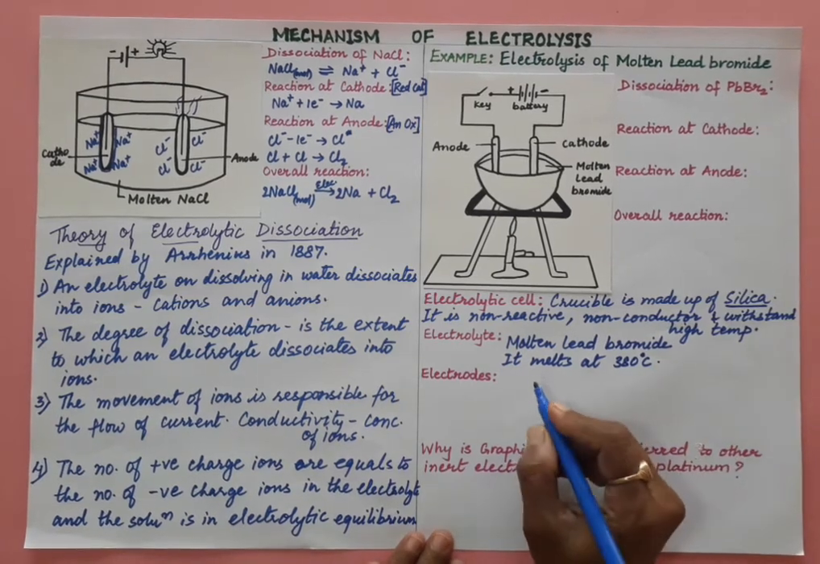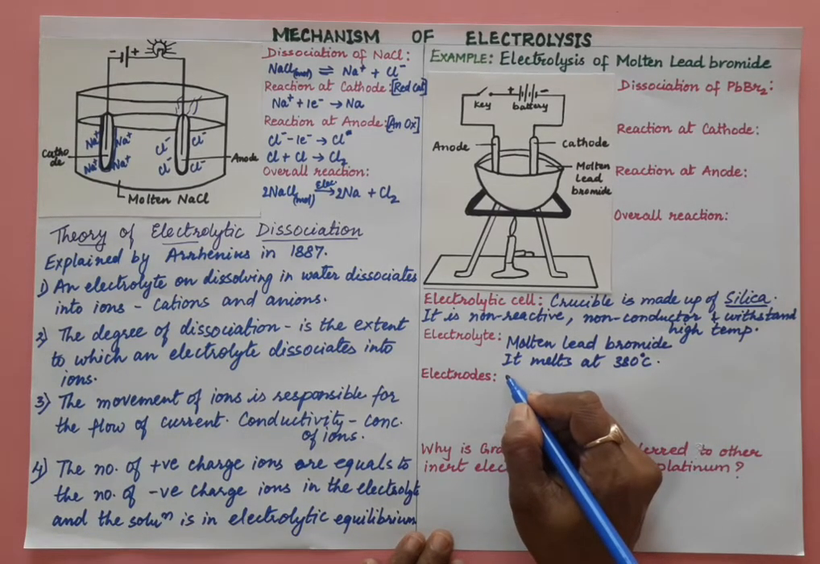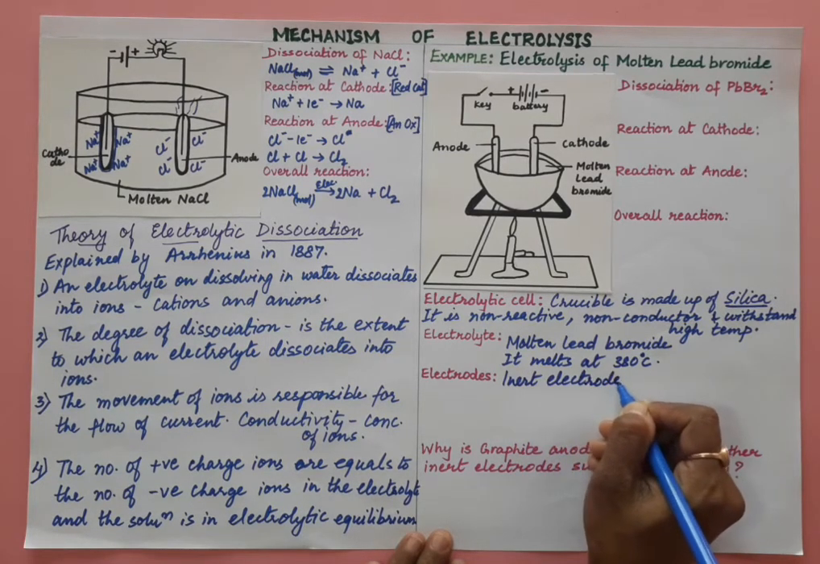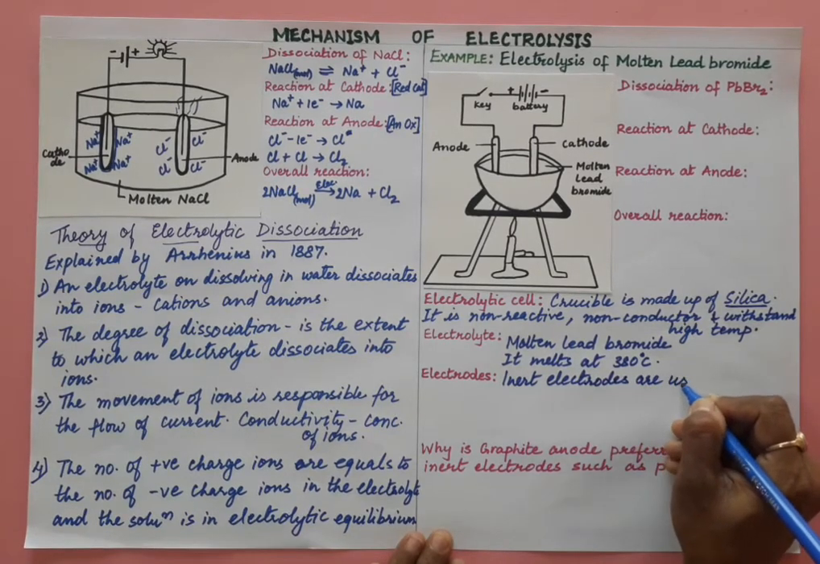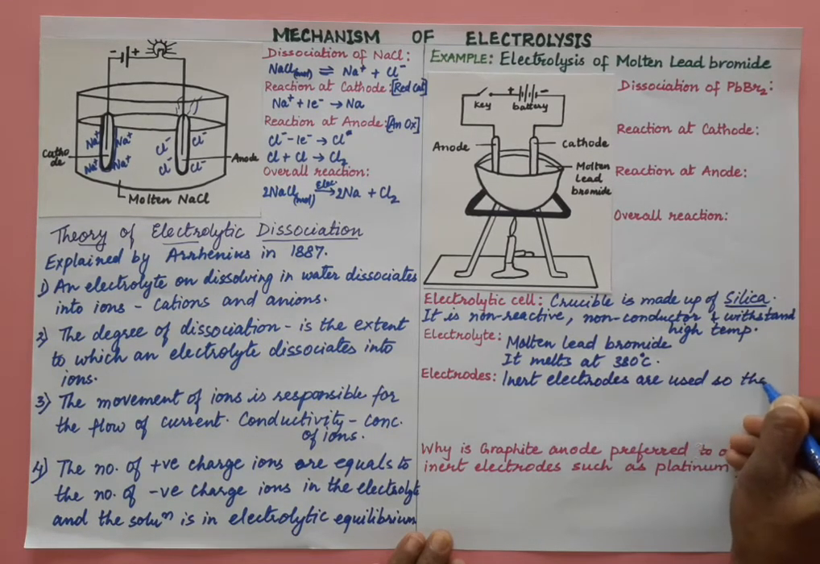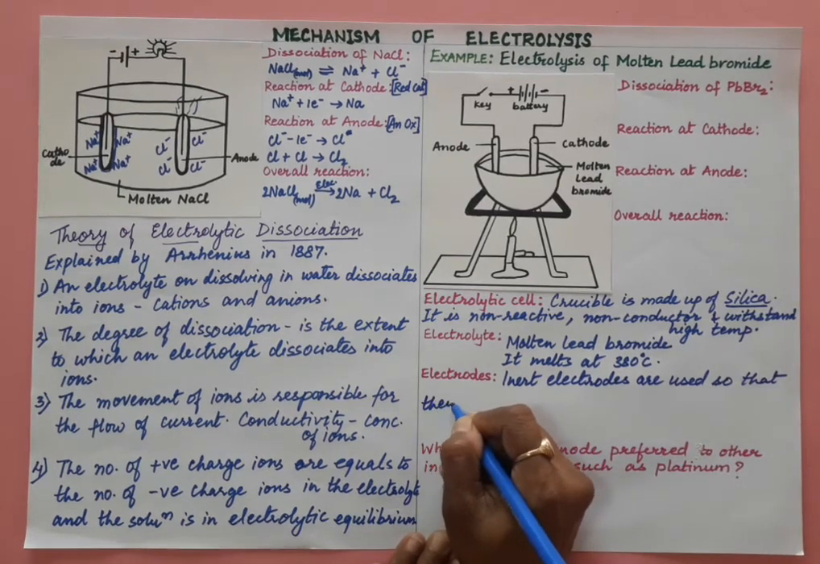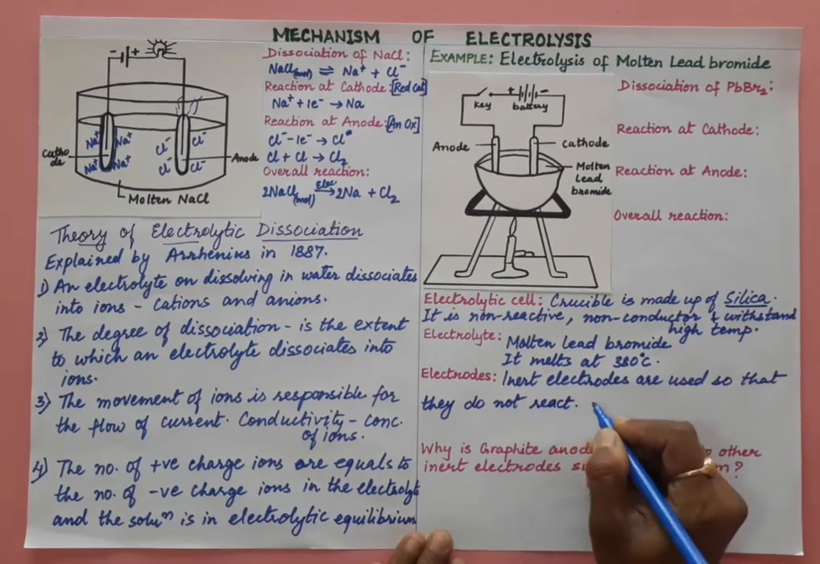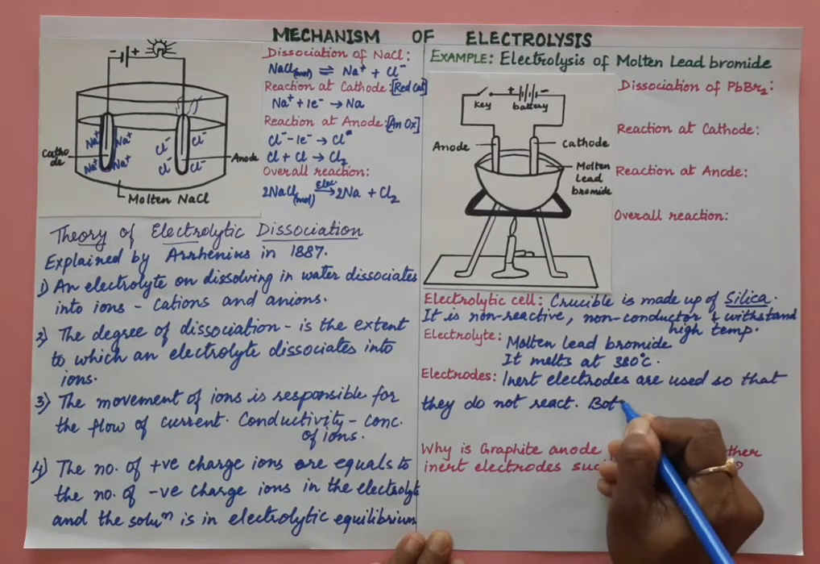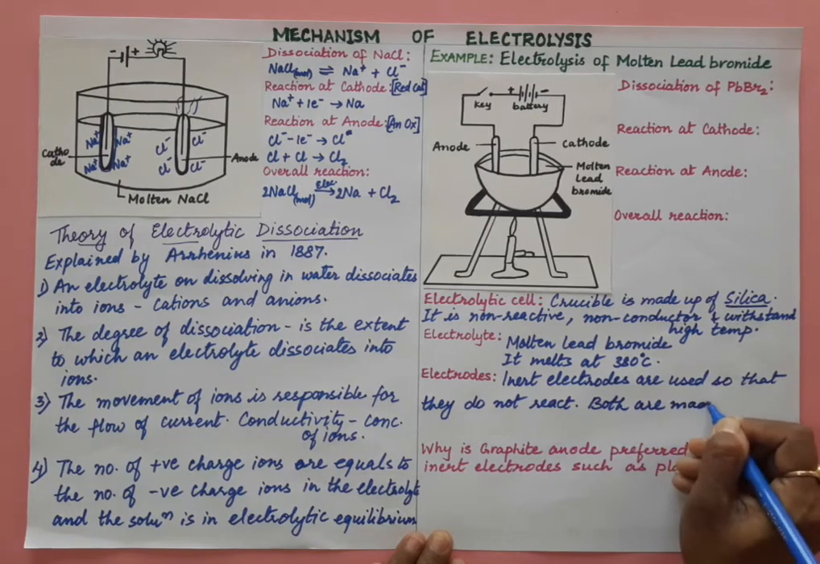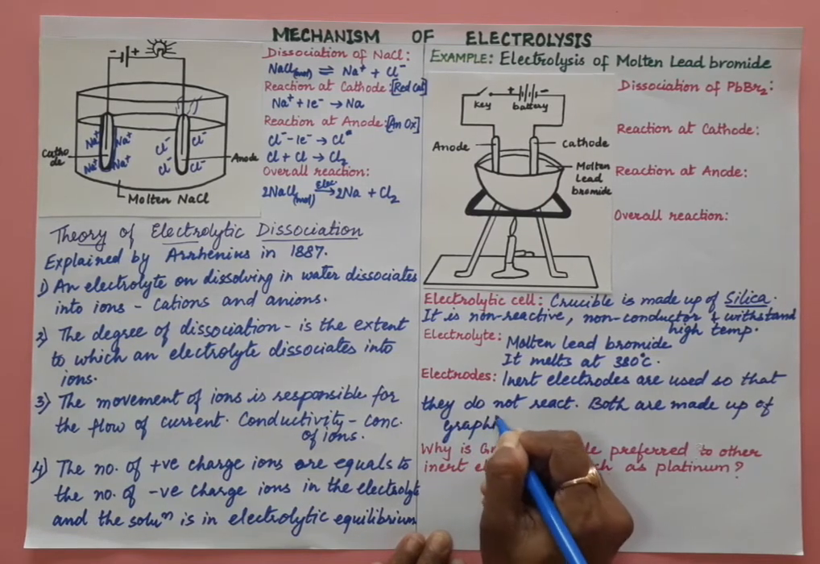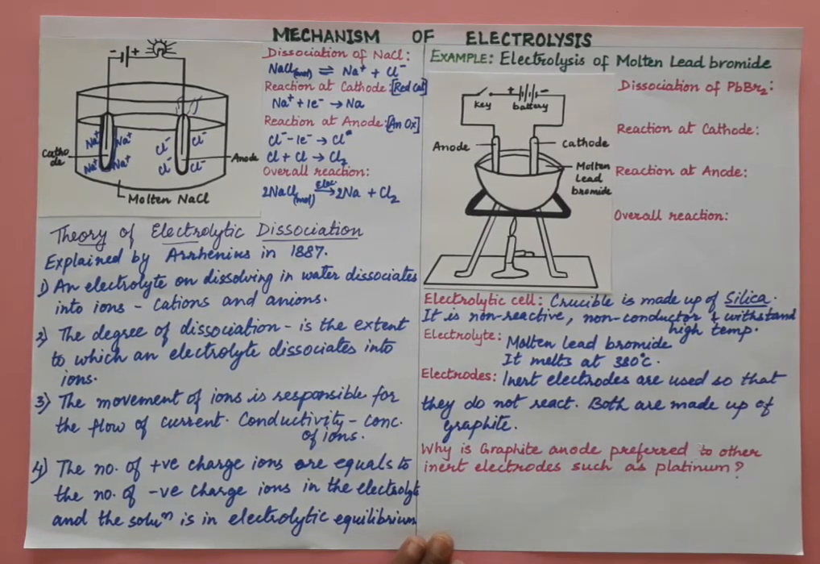Now both the electrodes are made up of graphite. Inert electrodes are used so that they do not react. Both anode and cathode are made up of graphite. Graphite is inert and will not take part in the reaction. Now let us understand what is happening over here.